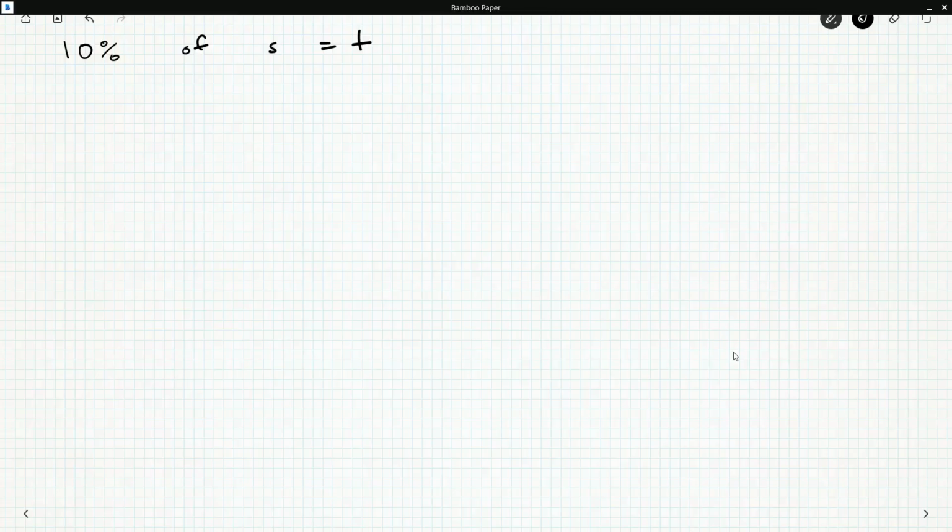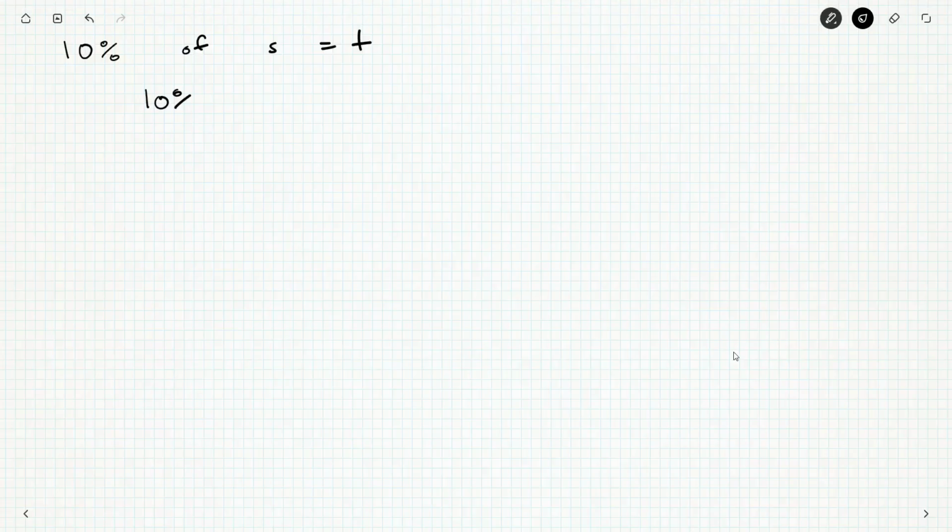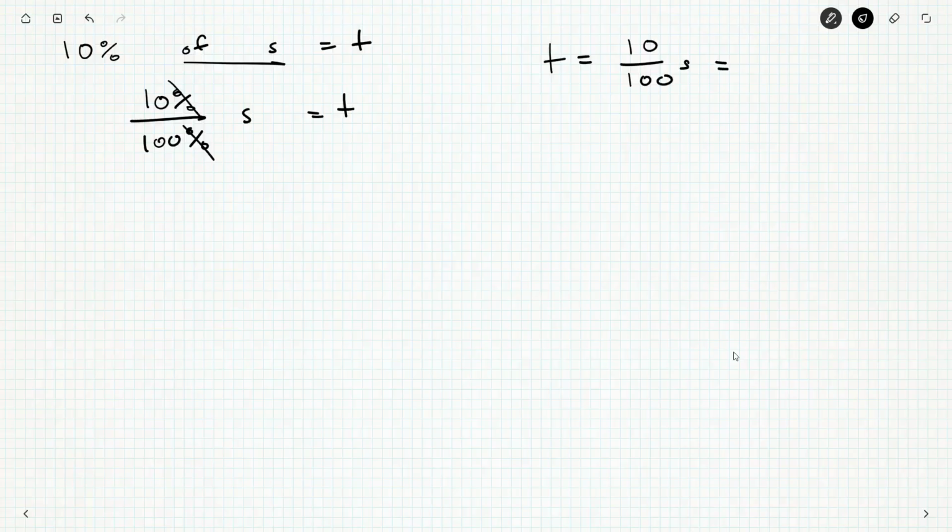Well, how do we do percents? The way to calculate a percent is to turn it into a fraction out of 100%. And then you can multiply it by whatever you're percenting of. So in this case, S. All right, now percents, we treat them like centimeters or grams or seconds. They're just units that can cancel out. So what we really have here is T is 10 out of 100 S. But divide by 10 on top and bottom, we'll get 1 out of 10 S.